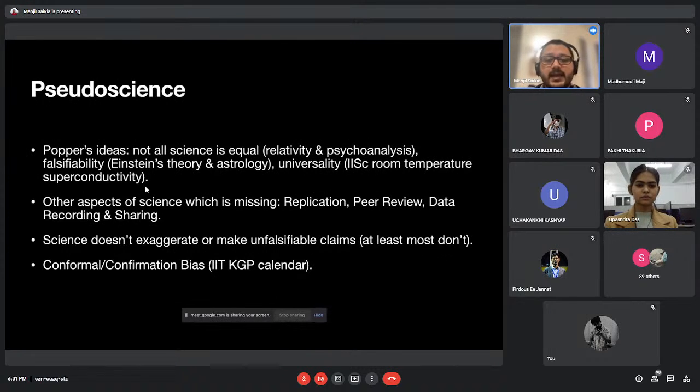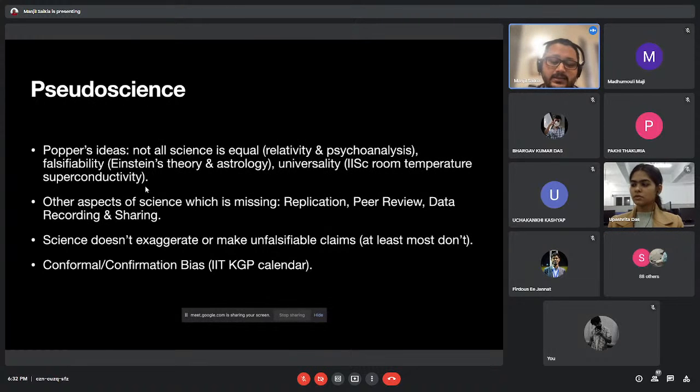So there are other aspects of science which are missing in this whole pseudoscience paradigm. One of them is replication. It's not always possible to replicate what is claimed in a different place by a different person. The other thing is peer review. If you want your scientific theory to be accepted, then others have to look at it and agree that your theory is correct. This is called peer review. In pseudoscience, this is entirely missing. They don't want experts or other people to look at whatever they have and give an opinion. And even if they allow people to give an opinion, they don't agree with most of the negative opinions that they receive. The third issue is about data recording and sharing.